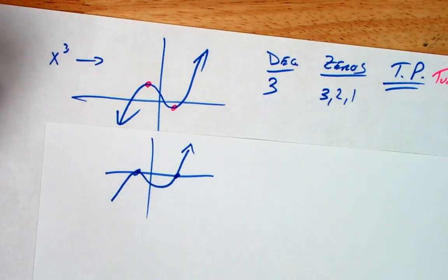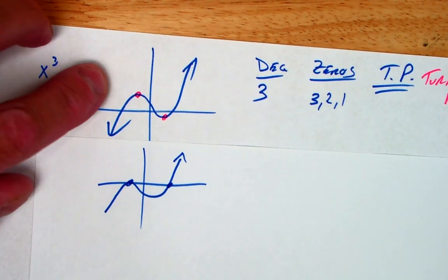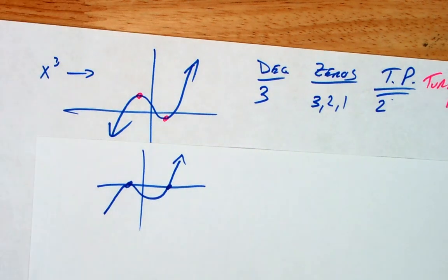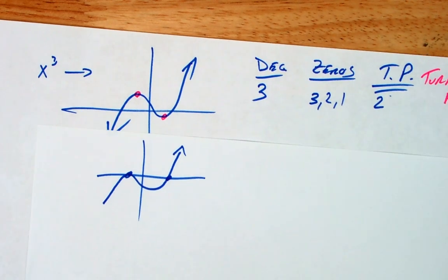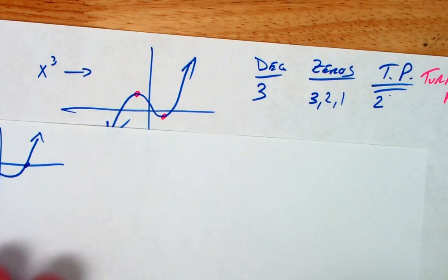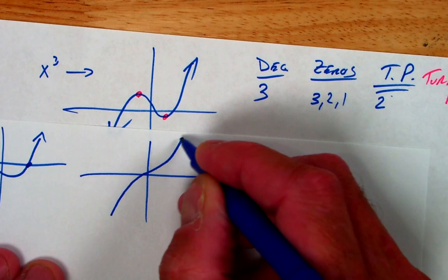How many turning points could I have? Infinity then? 2. I could have 2. I'm not sure how I draw it to get 3. Because remember, we're having a high point and a low point. Okay? Would I have to have 2? No, you don't have to. Not necessarily. I'm glad we're having these conversations. That's an x to the third.